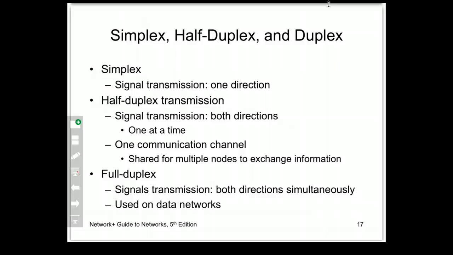Okay. Half-duplex is basically both directions, but one at a time. So in that realm, you go into the next step after walkie-talkie, where basically you can have a channel open to talk all the time. But notice in this one, you have a single, one communication channel. The single transmission is basically both directions, one at a time. One communication channel. This one is shared for multiple nodes to exchange information.